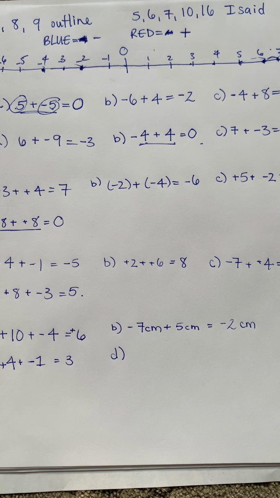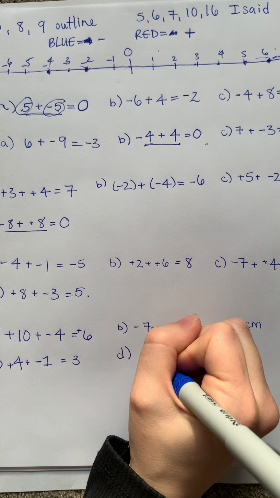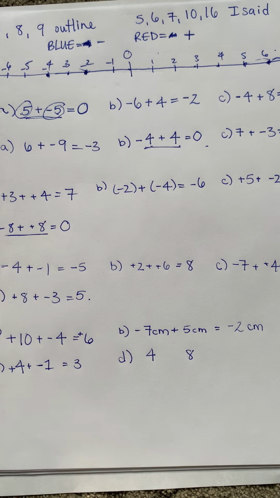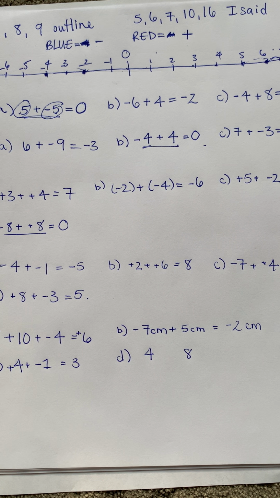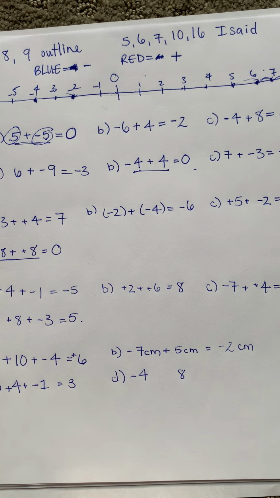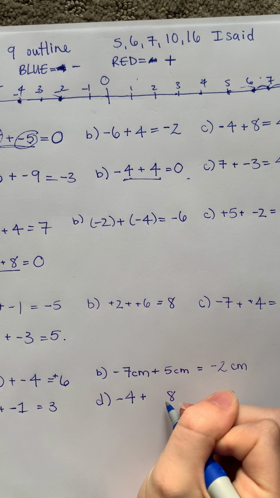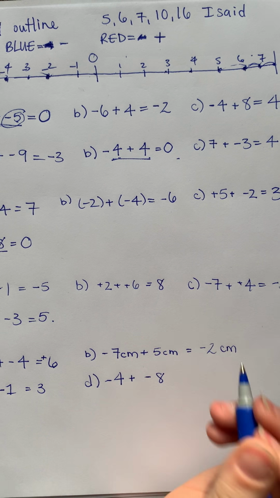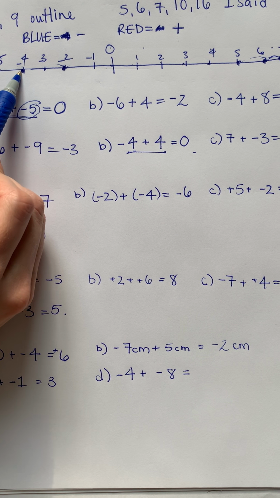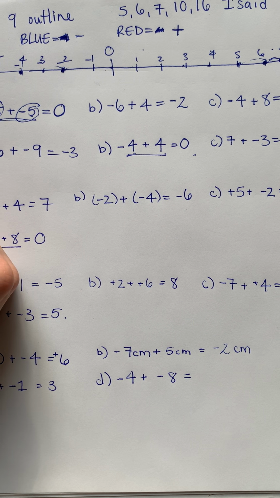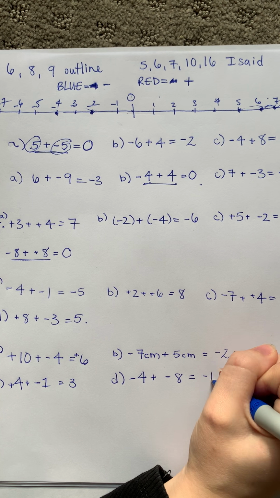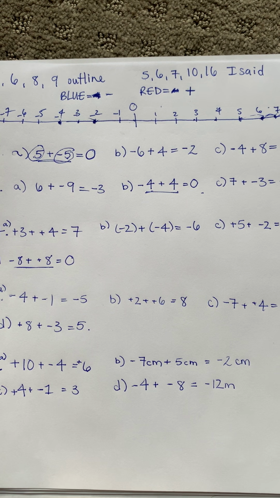D, a scuba diver dove 4 meters underwater and then went down another 8 meters. What was the diver's final depth under the water? Well, because he's going under the water, that's going to be -4. And then he went another 8. So that's another negative number there. So I have -4, and then I'm going to go down -8. That would go way past my number line, but that would get me to -12 meters under the water.